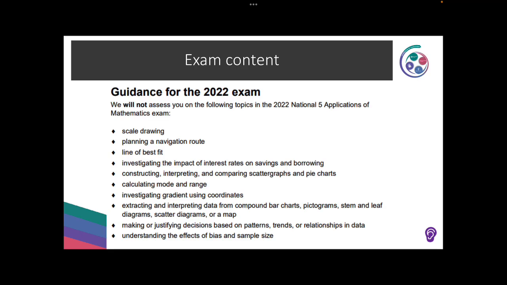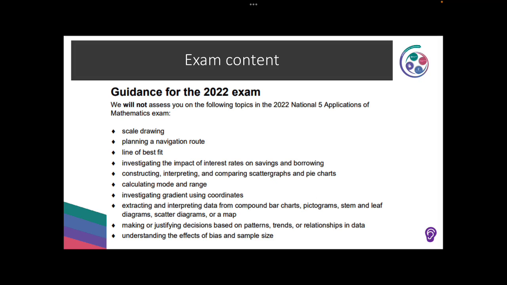The additional support that has been published includes this list of topics that are not assessed, and we already knew that scale drawing, planning a navigation route and line of best fit were not included, but the additional topics that have been released we can see here are investigating the impact of interest rates on savings and borrowing, constructing, interpreting and comparing scatter graphs and pie charts, calculating mode and range, investigating gradient using coordinates, extracting and interpreting data from compound bar charts, pictograms, stem and leaf diagrams, scatter diagrams or a map, making or justifying decisions based on patterns, trends or relationships in data, and understanding the effects of bias in sample size.